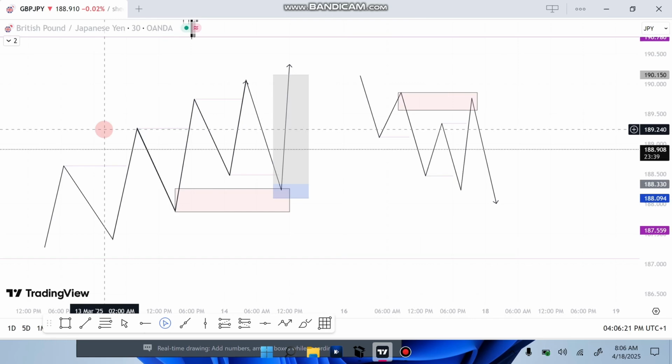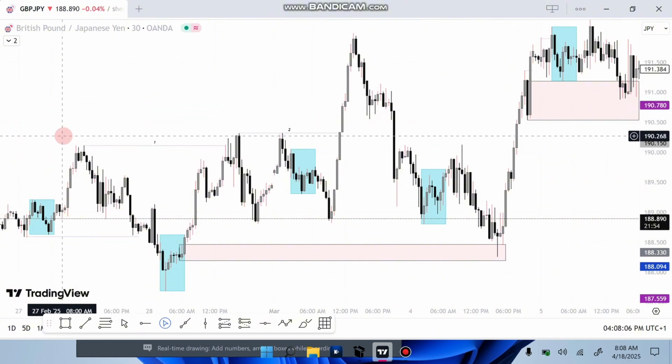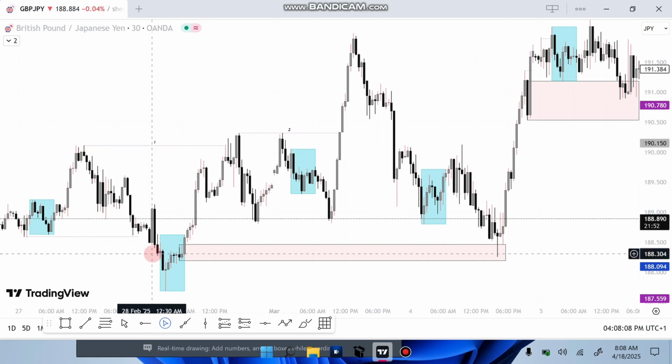So we are going to go to GBPJPY on the 30 minutes time frame to see how this works. So guys, this is GBPJPY on the 30 minutes time frame. Previously, you can see that the chart was bearish, giving us what?